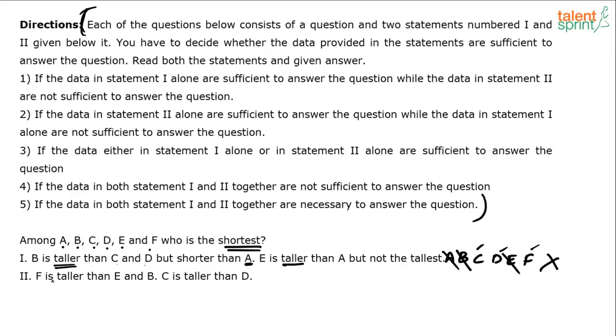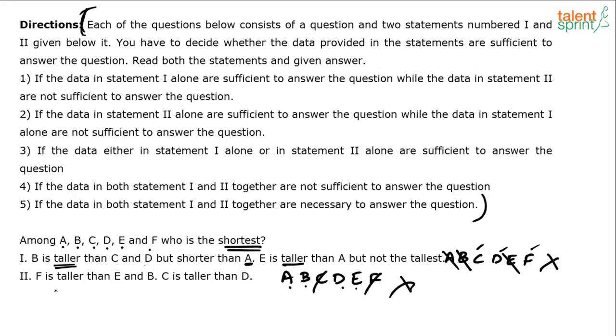Look at statement 2. Again, A, B, C, D, E, F. Statement 2: F is taller than E and B. F is taller than E and B means what? F cannot be shortest. C is taller than D, meaning C cannot be shortest. But among A, B, D, E, anyone can be shortest. All I can say from the data given in statement 2 is that F cannot be shortest. Why can't F be shortest? Because F is taller. Taller means he cannot be shortest. Similarly, C is taller than D, so C cannot be shortest because C is taller. A, B, D, E, anyone can be shortest. So 2 alone is also not sufficient.